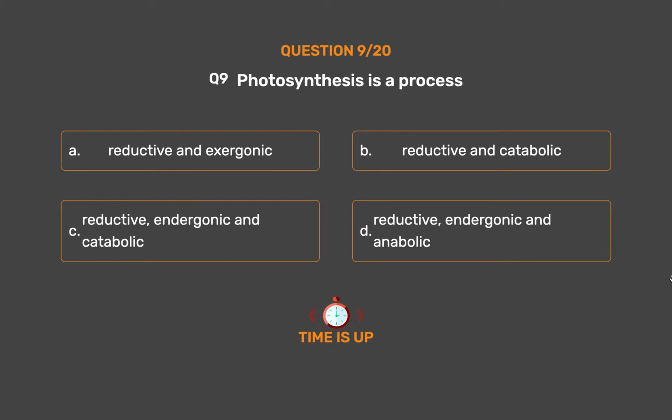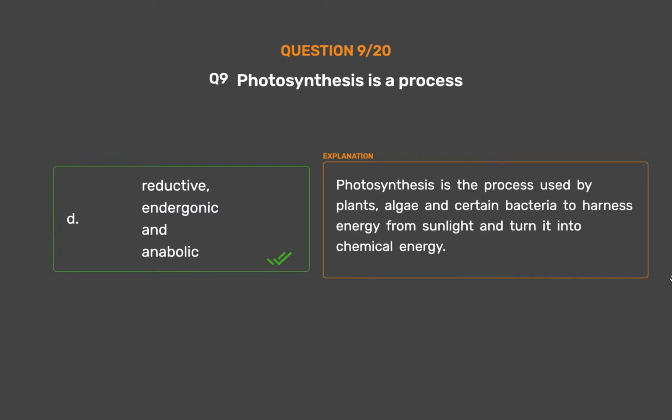The correct answer is Option D. Reductive, endergonic and anabolic. Photosynthesis is the process used by plants, algae and certain bacteria to harness energy from sunlight and turn it into chemical energy.